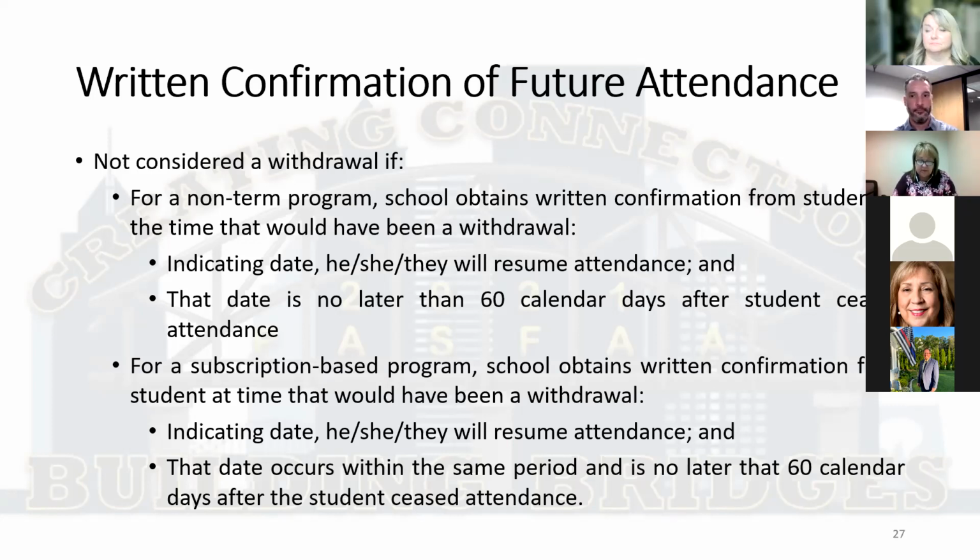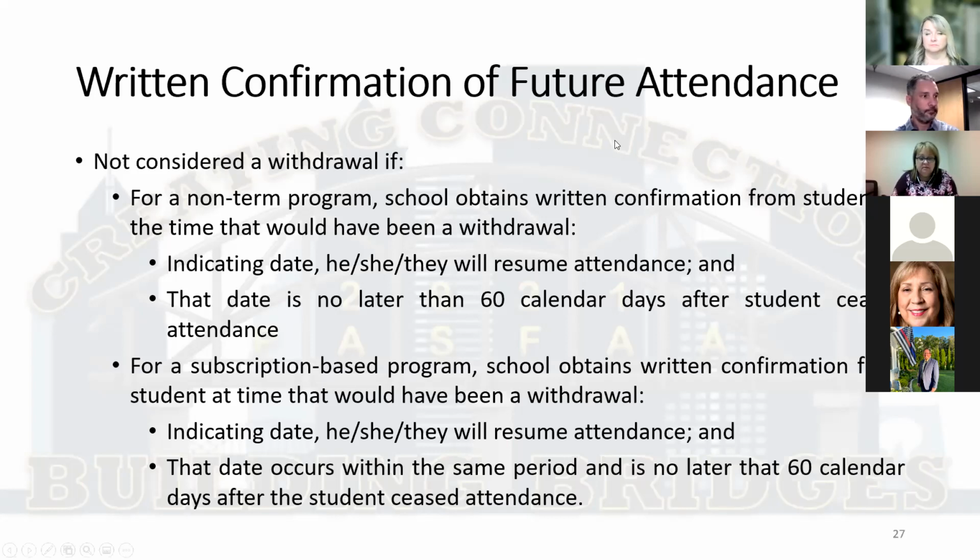For subscription-based programs, that written confirmation has to come again at the time that the student withdrew, and it has to indicate when they'll resume, but that date has to occur within the same period and can be no longer than 60 calendar days after the student ceased attendance.